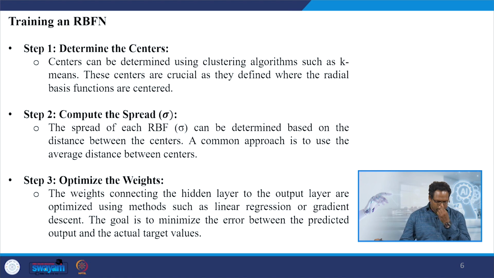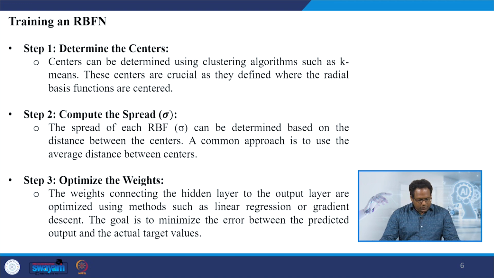Now, coming to the training of RBFN. Training can be done simply by the pseudo inverse technique, or it can be done by the back propagation method. The first step in training is to determine the centers. Centers can be determined using any clustering algorithm such as k-means, and these centers are crucial as they define where the radial basis functions are centered. Next, compute the spread. The spread of the radial basis function, sigma, can be determined based on the distance between the centers. A common approach to find sigma is the average distance between the centers.